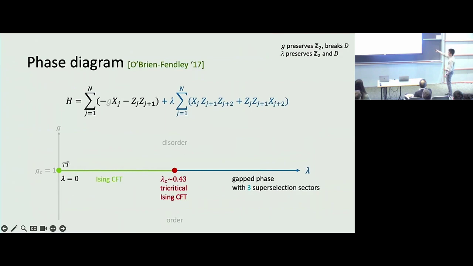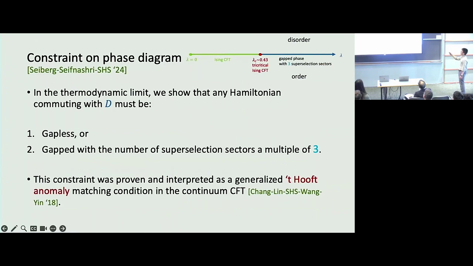So what we show in this recent paper is that for any Hamiltonian that commutes with the non-invertible symmetry D, the low energy phase in the thermodynamic limit has to be either gapless or gap with the number of superselection sectors being a multiple of 3. So what we show is that this feature we observe in this particular deformation is actually something more generally true.